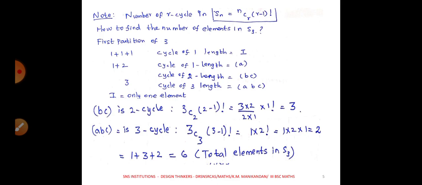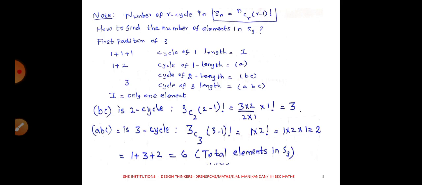For example, to find the number of 2 cycles we apply the formula with n equal to 3 and r equal to 2. So 3C2 into (2 minus 1) factorial. So 3C2 is 3 into 2 by 2 into 1, and 1 factorial is 1. So finally you will get 3. So therefore we can frame 3 permutations of cycle 2.